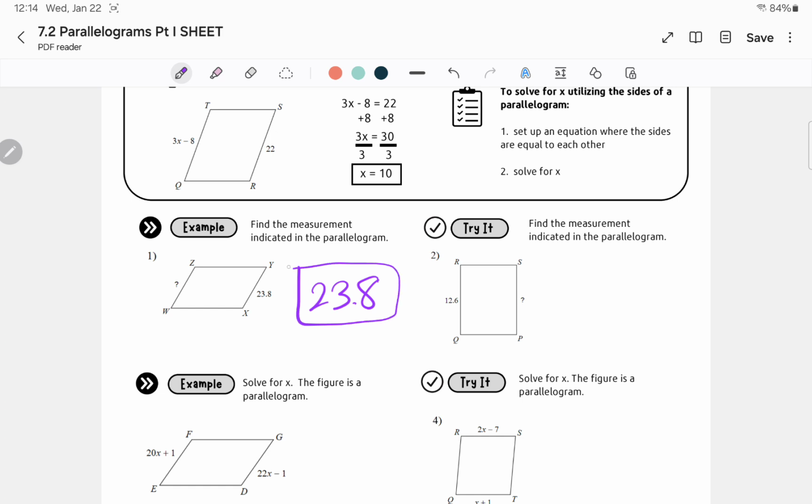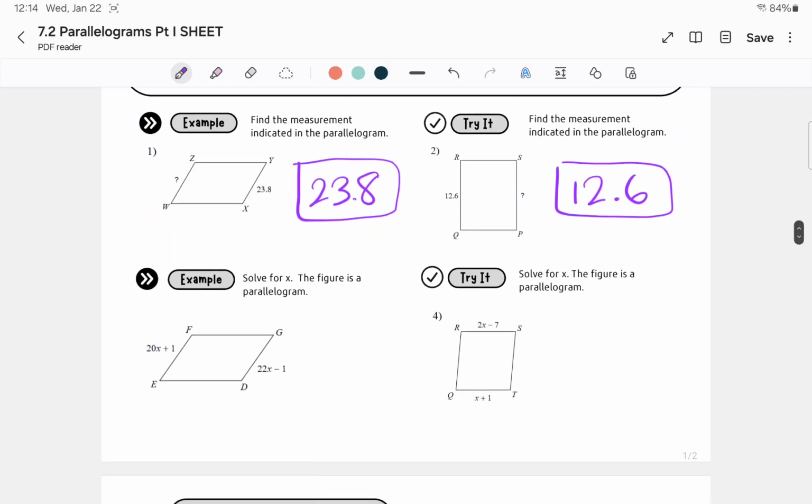So go ahead and pause the video, try number 2. And hopefully that didn't take too long. We should just recognize that this is 12.6. Okay, so again, opposite sides, those are equal to each other, the same number. Now we're going to use that same concept for example. It looks like 3 got cut off here, so just number that 3 and 4.